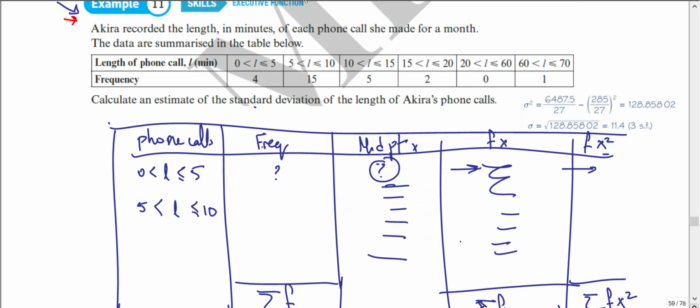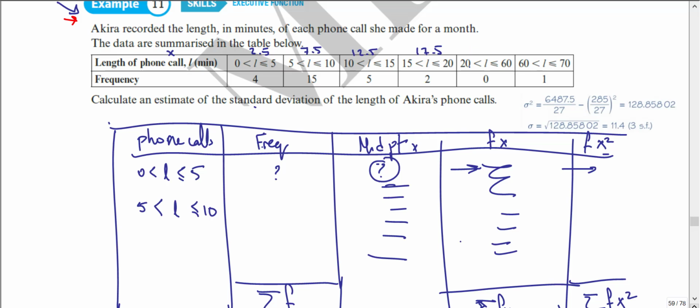So here, what to do? One extra step. Find the midpoint of each group. What's the midpoint here? 2.5. So the data, which we call x, will be the midpoints. I look for the midpoint: 2.5 here, 7.5 here, 12.5, 17.5.